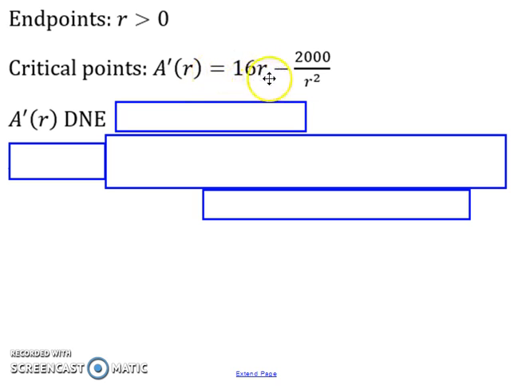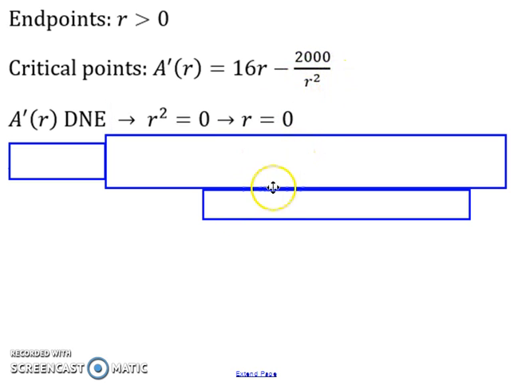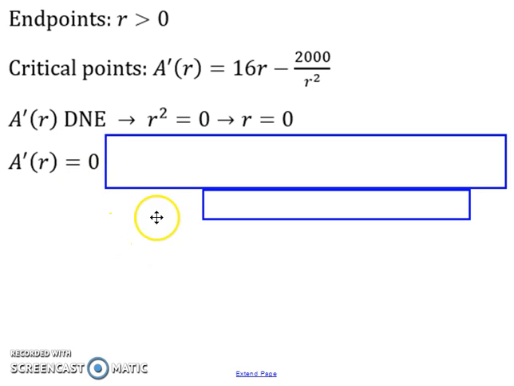And if you look at this, you can't mess up 16r, but you can mess this up if you plug in an r squared, if you plug in a 0 on the bottom. If you let the bottom equal 0, that means r is 0. Now, if you'll remember, we just said that the radius has to be greater than 0, so this doesn't really matter.